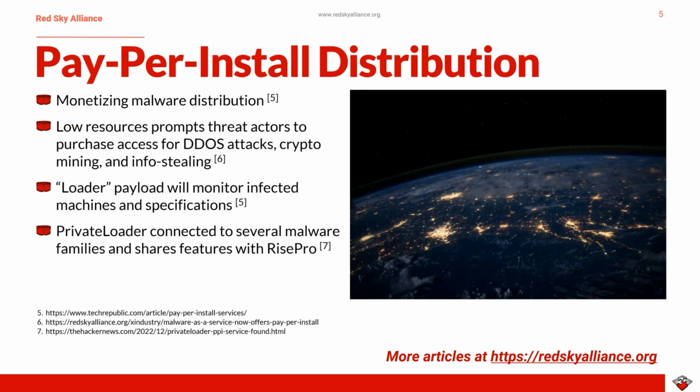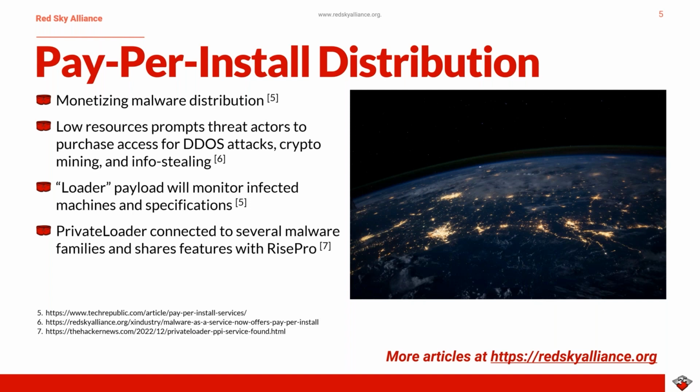So pay-per-install malware services, or PPI, are a way for cybercriminals to monetize the installation of malware. In other words, if a cybercriminal has the capability for building a network of infected machines, then they also have the ability to sell access to those machines. One might purchase access to infected machines for a variety of purposes, such as performing DDoS attacks, cryptocurrency mining, or information stealing.